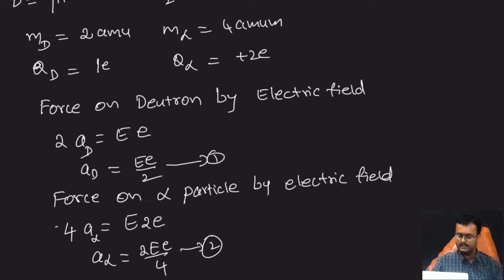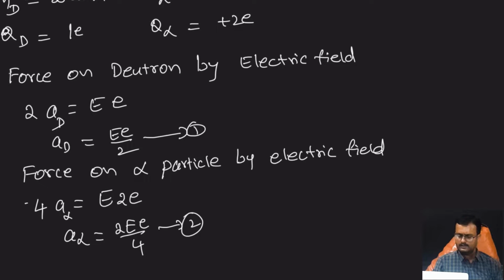Question is comparison of accelerations. Comparison means division. A alpha by ad is equal to 2Ee by 4 divided by Ee by 2. 2 ones are 2, 2 twos are 4.